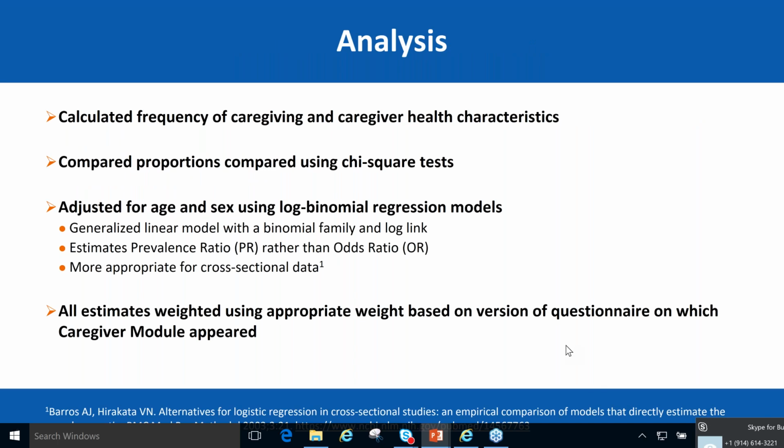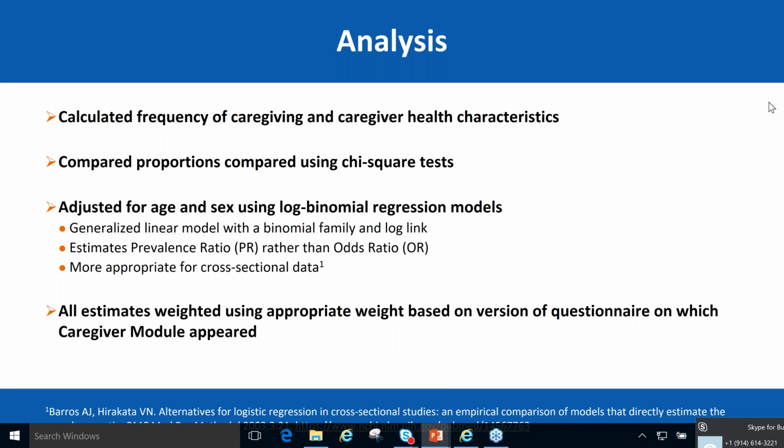So when analyzing the caregiver module data, everything that Valerie and Chris have already mentioned comes up again here. So I just want to mention that you can calculate the frequency of caregiving. You could also look at the health characteristics of caregivers in addition to looking at the kinds of care that they provide.